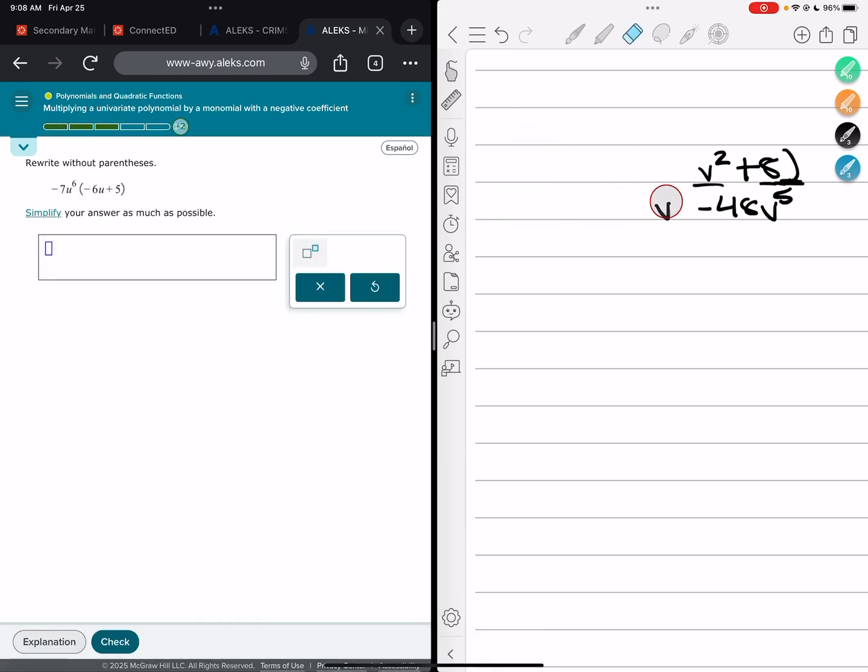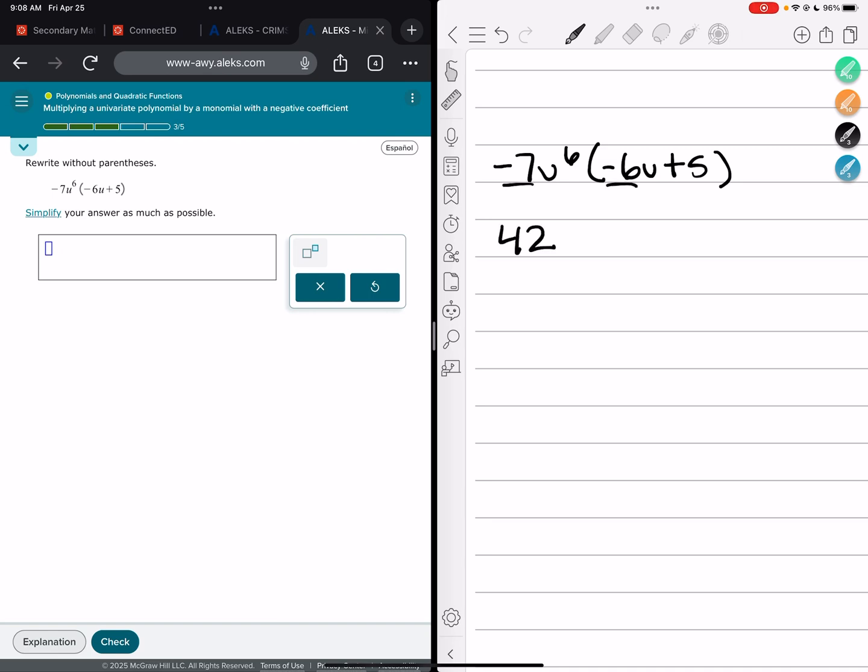Okay, and doing this one last time, we've got negative 7u to the sixth times negative 6u plus 5 in parentheses. So I'm going to go negative 7 times negative 6, which gets me 42. u to the sixth times u. Remember, there's an invisible 1 right here, so we go 6 plus 1, which is 7.